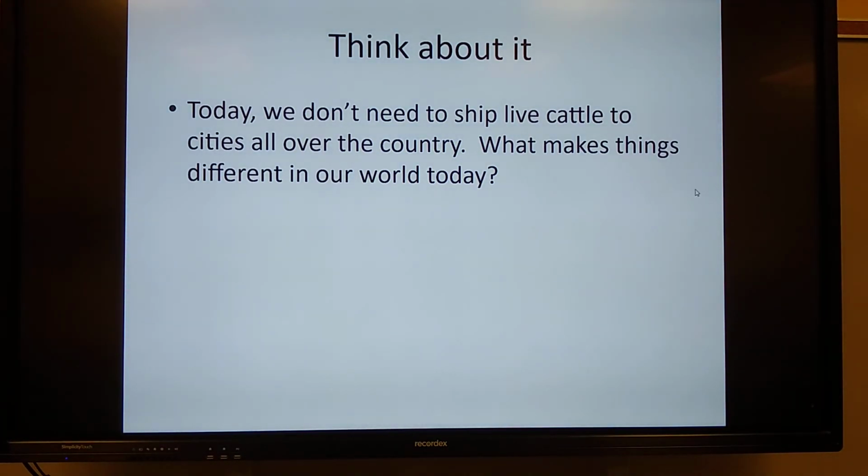Think about it. Today, we don't need to ship live cattle to cities all over the country. What makes things different in our world today? Think about it. The answer is we have refrigeration. We can freeze the cow meat.